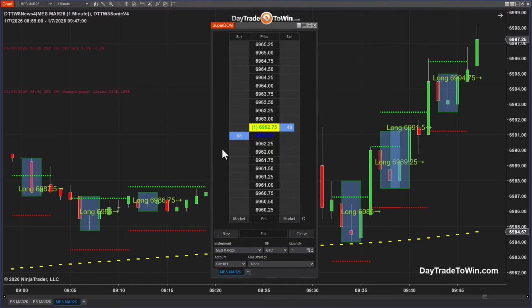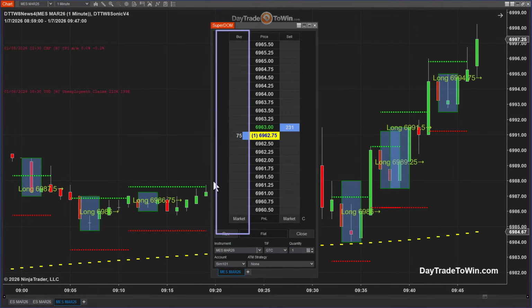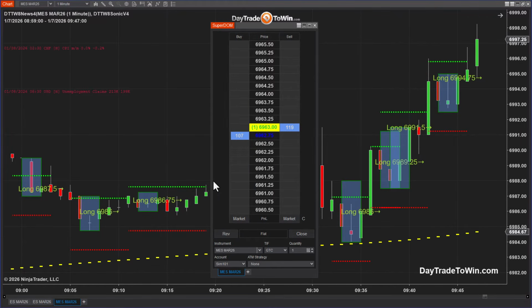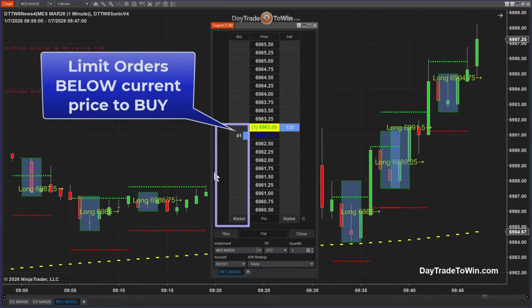Now, the other thing you should think about when you look at the SuperDOM is whenever you place a trade, if it's a buy order, you're buying the market. Whether you're buying it on a limit or on a stop or at market, you always want to place your trade at the exact price or lower. You're buying on a limit, below. You're buying at market at this price or lower.